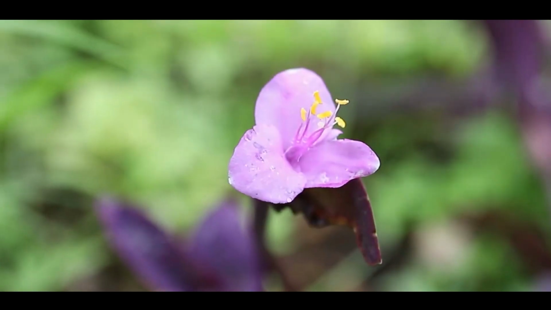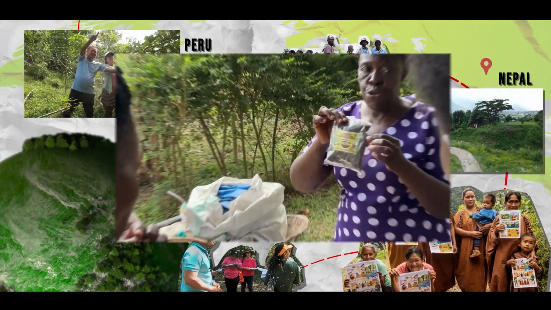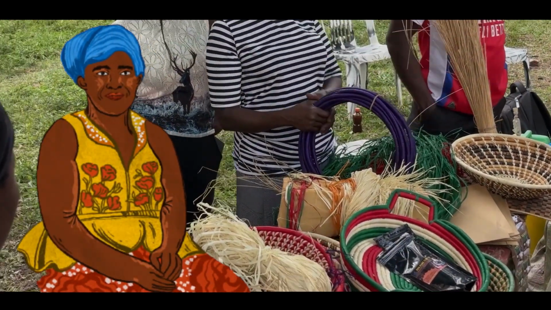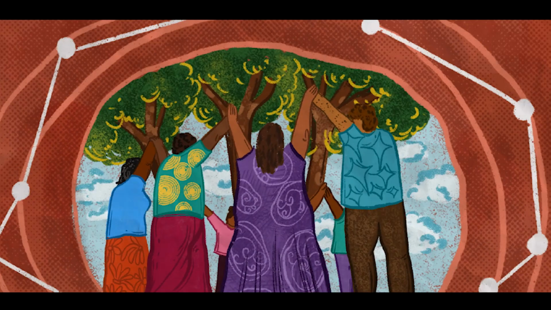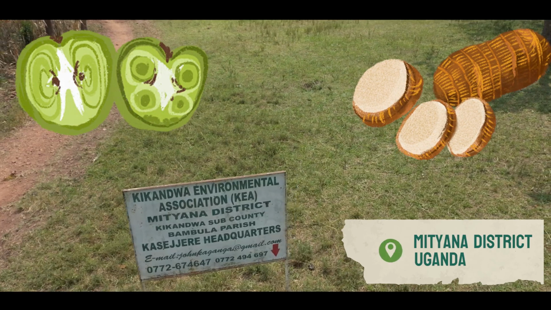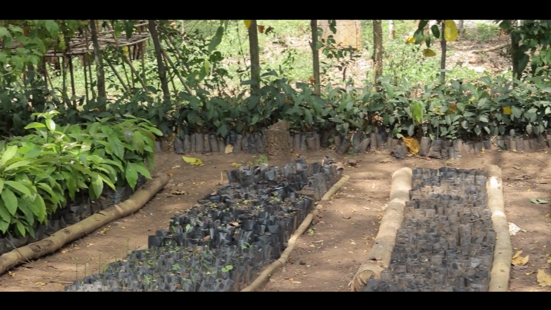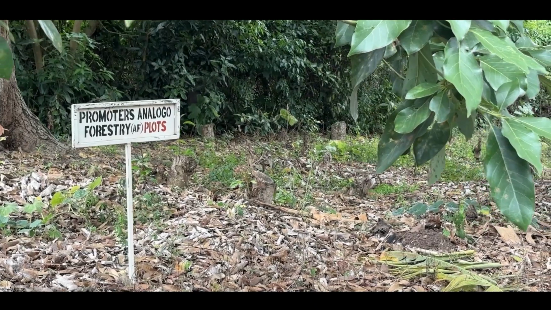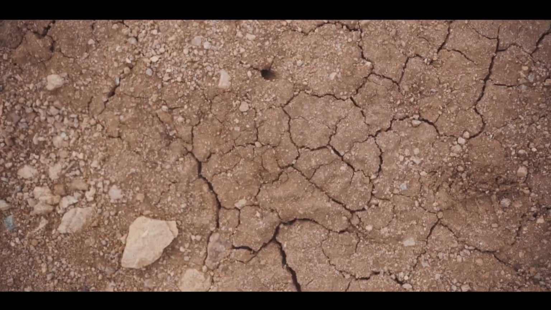Analog forests are a way to combine food production with ecosystem regeneration. They are a livelihood strategy as they take human needs into account in the design process. In Uganda, over 50 families supported by the Kikandwa Environmental Association are using analog forestry to improve their agricultural practices and apply ancestral knowledge in small plots, helping them adapt despite floods, droughts, and poor soils.